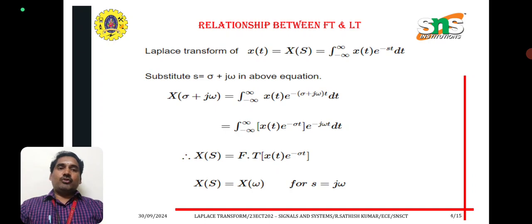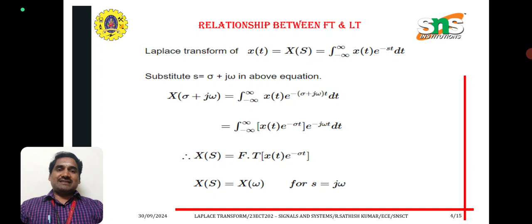Next, relations between Fourier transform and Laplace transform. Laplace transform of x of t is equal to X of s, integral over minus infinity to plus infinity x of t into e power minus st into dt. Substitute s is equal to sigma plus j omega. Therefore, X of sigma plus j omega is equal to, instead of s, you can substitute sigma plus j omega, integral over minus infinity to plus infinity x of t into e power minus (sigma plus j omega) t. Now we can split both terms: integral over minus infinity to plus infinity x of t into e power minus sigma t into e power minus j omega t into dt.